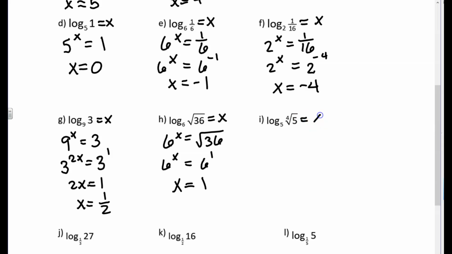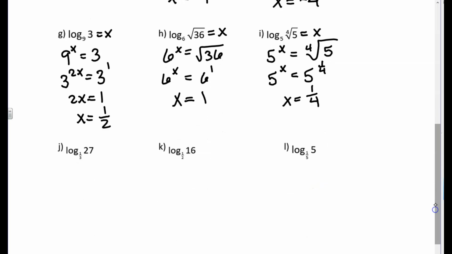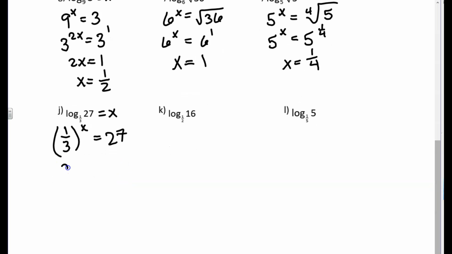Here, set this equal to x. I get 5 to the x equals the 4th root of 5. Rewrite these in exponential form. I get 5 to the x equals 5 to the 1/4. Therefore, x must be 1/4. Moving right along, set that equal to x. I get 1/3 to the x equals 27. Write these in the same base. I like 3 for this one. So this is 3 to the -1, and then the x is still there, equals 3 to the 3rd. So -1x equals 3, so x must be -3.